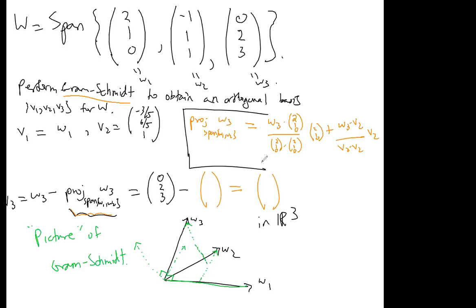I have a question. Mm-hmm. So if you take the cross product of W1 and W2 in this example, would that give you an orthogonal vector? Yeah, good question. So we know some things about cross products. The cross product of two vectors in R3 gives you a third vector that's orthogonal to those two.